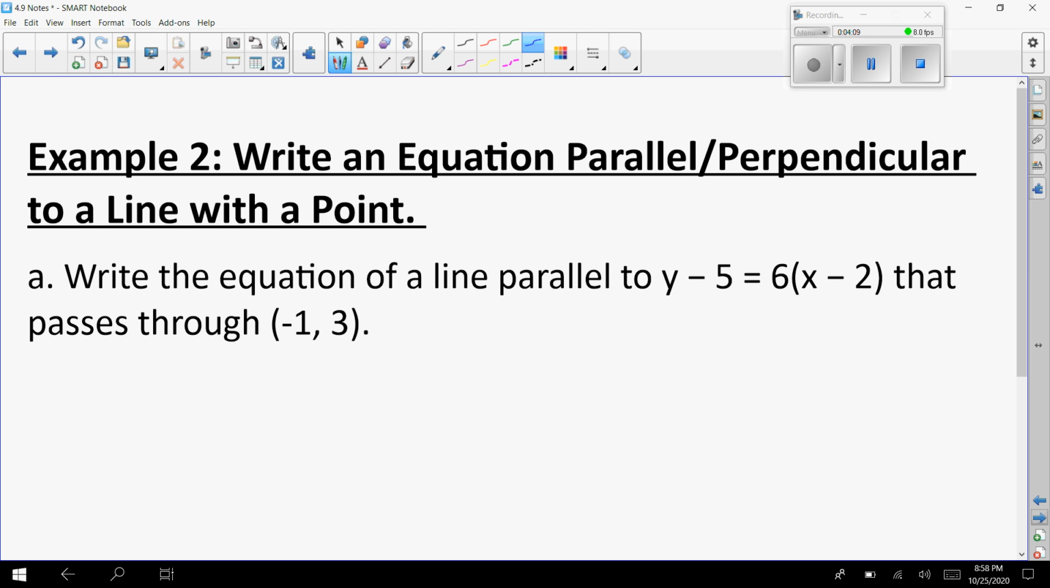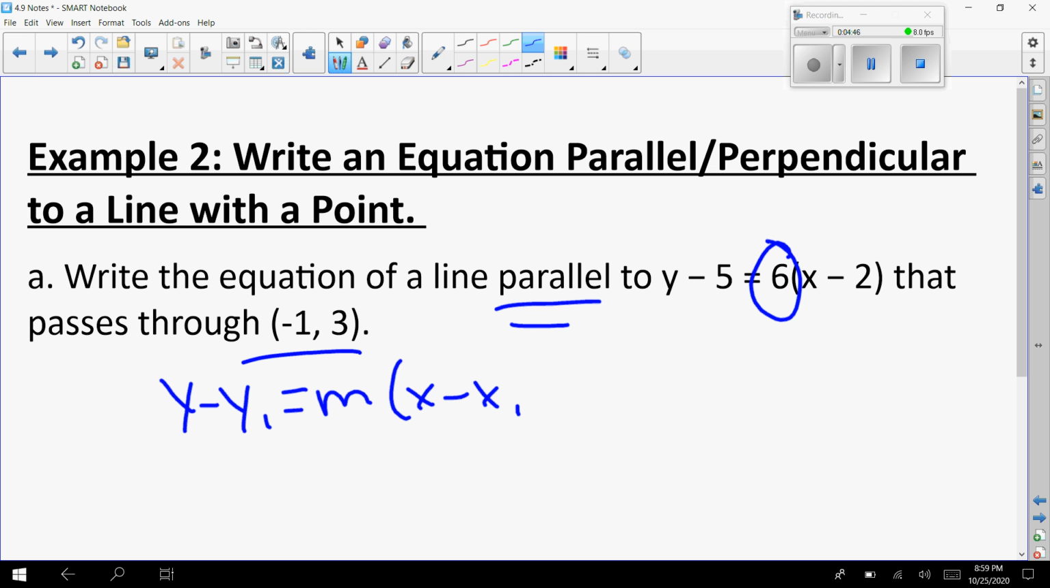In the next type of example, we have write an equation of a line parallel or perpendicular to a line with a point. So we want to write the equation of a line parallel to y minus 5 equals 6 times quantity x minus 2 that passes through -1, 3. We need to use this equation to determine the slope, which is 6. Once we know the slope, since it's parallel, we use the slope in our y minus y1 equals m times x minus x1 format to get the new equation.